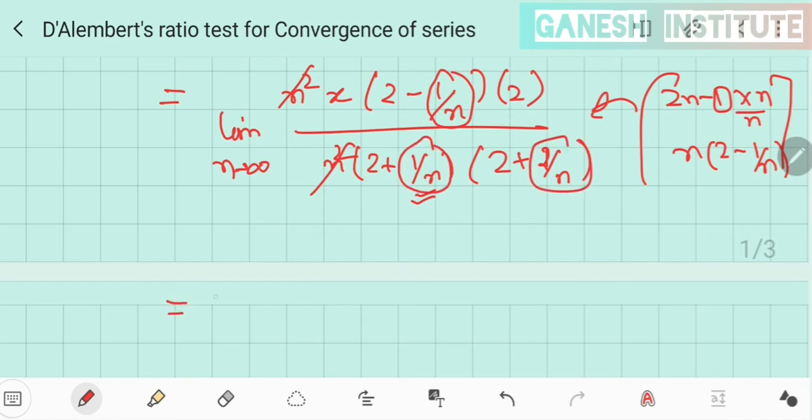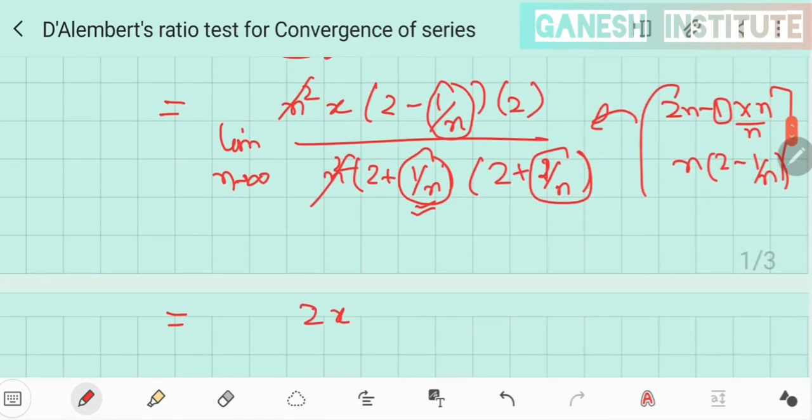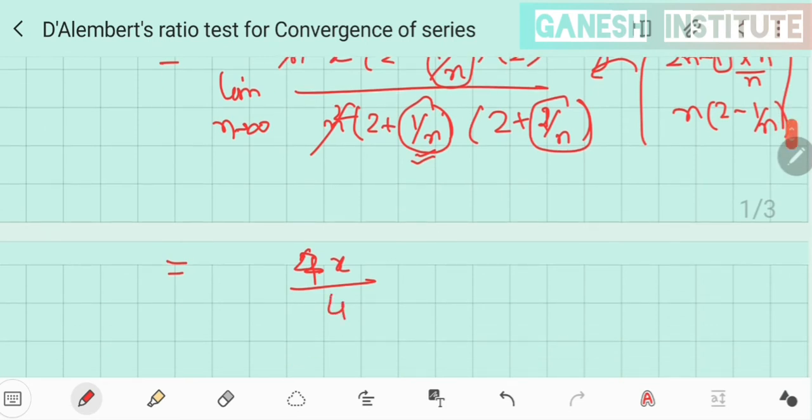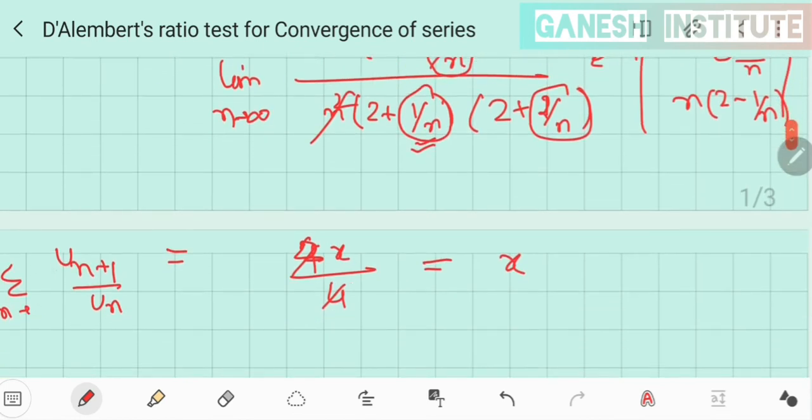What is left? Above, this is 2x by, this is 0, you have 2 here. When you multiply this with 2, so this is 4. And in denominator as well, it is 4. 4 is cancelled with 4, you have x, right? So that means you have value of un plus 1 by un, this value, n tends to infinity, limit, this is x.